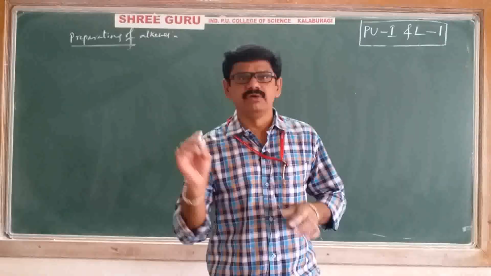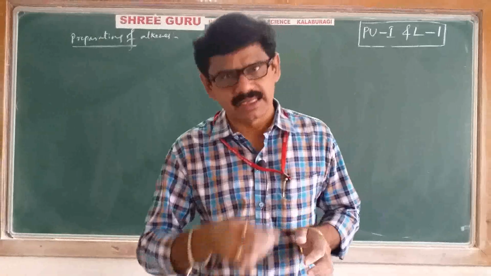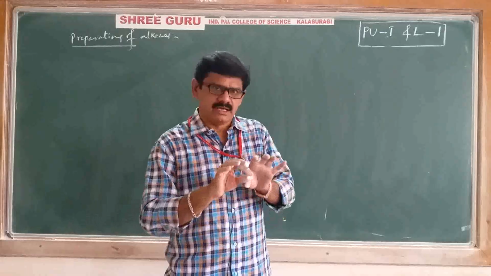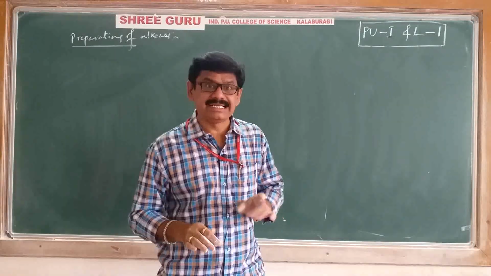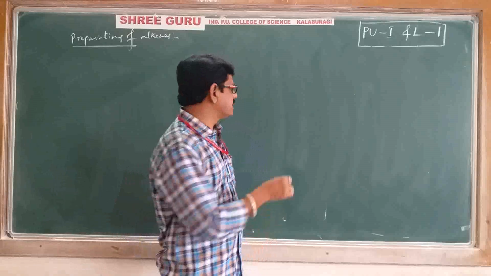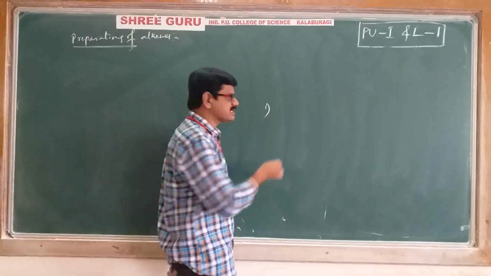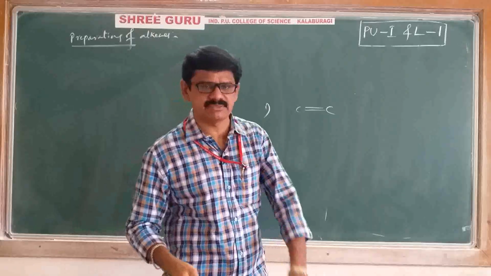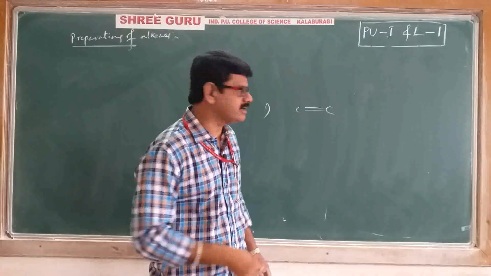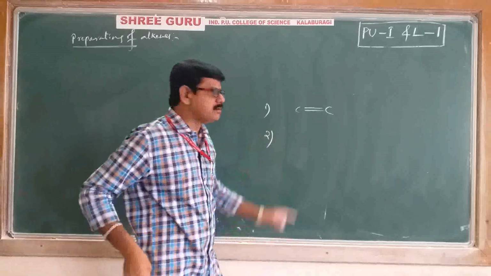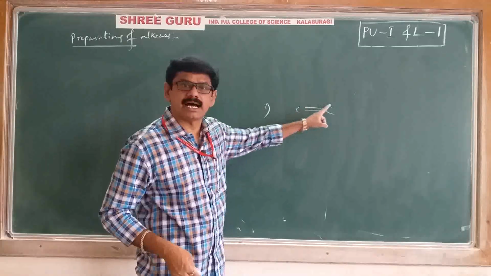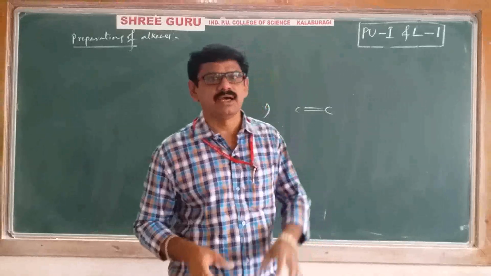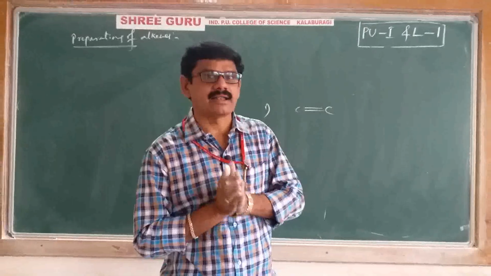Before we discuss the preparation of alkenes, let's recall geometrical isomerism and discuss the conditions for geometrical isomerism. Condition number 1, which we have already discussed: compulsorily there should be a carbon-carbon double bond. To exhibit geometrical isomerism, there should be a carbon-carbon double bond. And the second condition is that both double bonded carbon atoms should have different substituents on them.